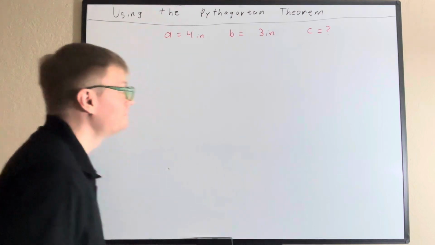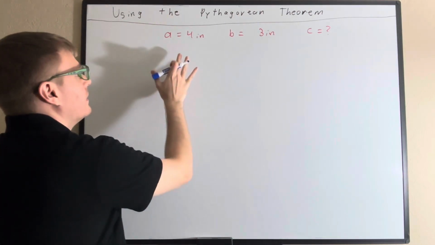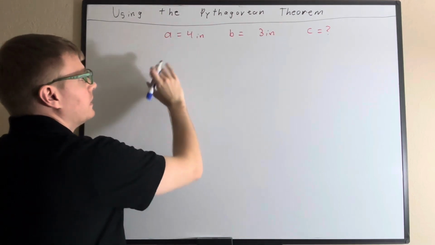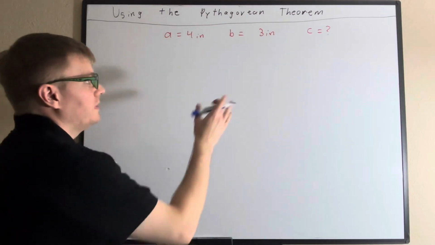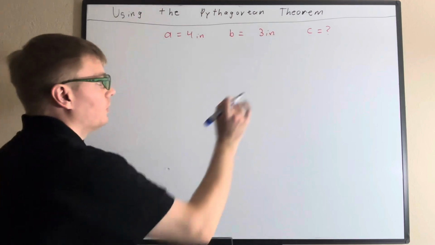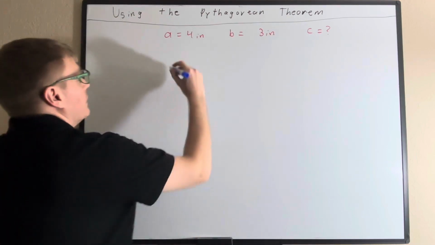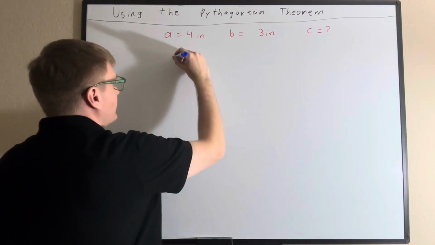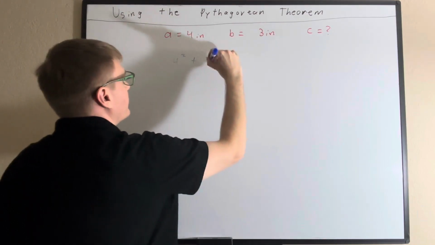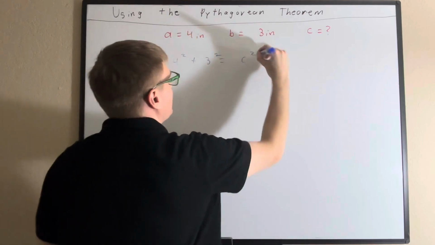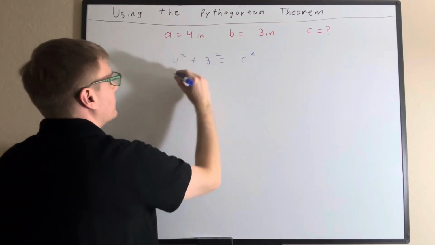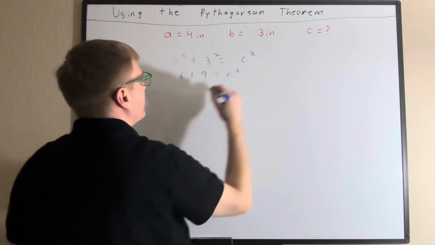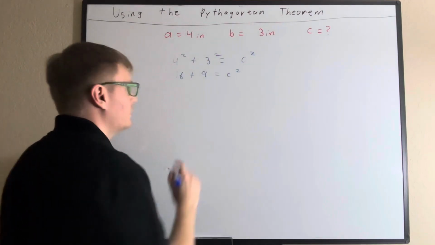All right, one more example. Say we're given a problem. They say A equals 4 inches, B equals 3 inches of a right triangle. What is the hypotenuse? Okay, well, A squared plus B squared equals C squared. So 4 squared plus 3 squared equals C squared. 4 squared, 16. 3 squared is 9 equals C squared. 16 plus 9 is 25.